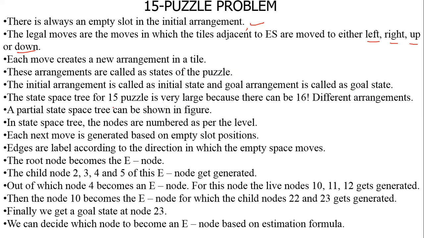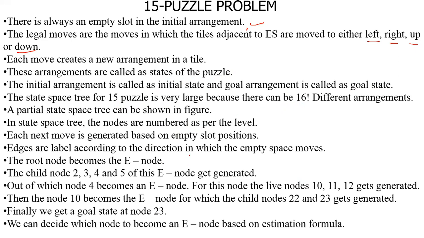In the same way, the state space tree for the 15 puzzle is very large because it has 16 factorial different arrangements. It is a very difficult task to show 16 factorial arrangements in the state space tree. So we are going to draw a partial state space tree. Each move is generated based on the empty slot position, so edges are labeled according to the direction of the empty tile's move.